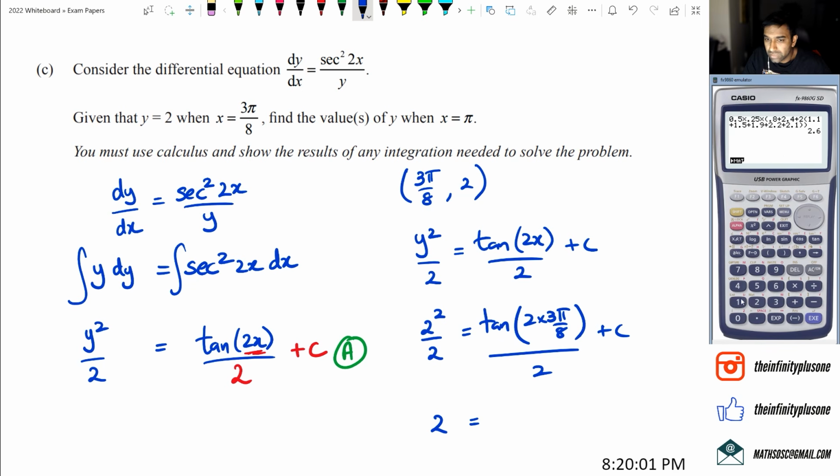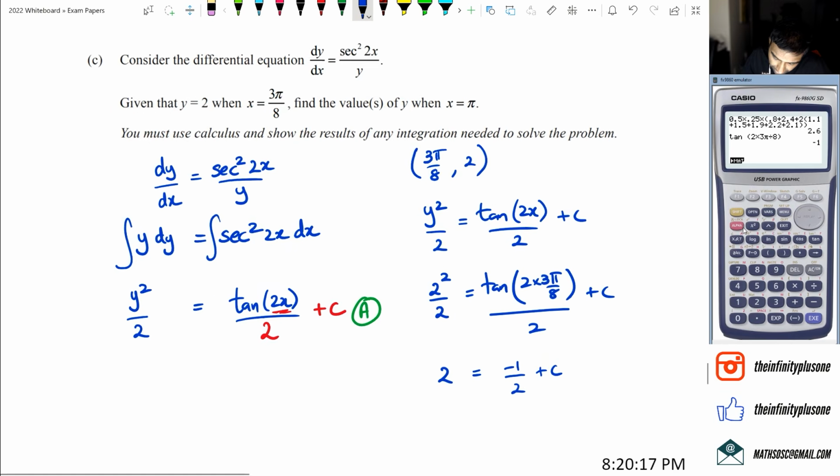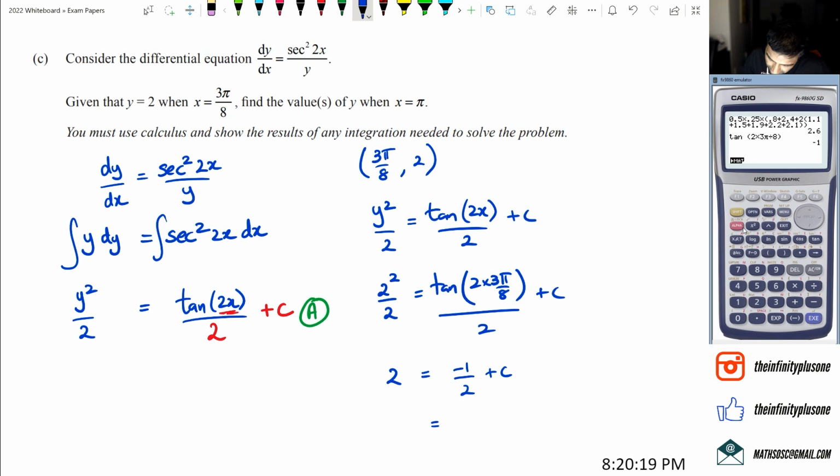Next up, we're going to go tan of 2 times 3 pi over 8. Cool, so that's equal to -1. So what I've got here is -1 over 2 plus c, and if I rearrange this, I'm going to get c is equal to 2 plus a half, so we can say that c is equal to 2.5.